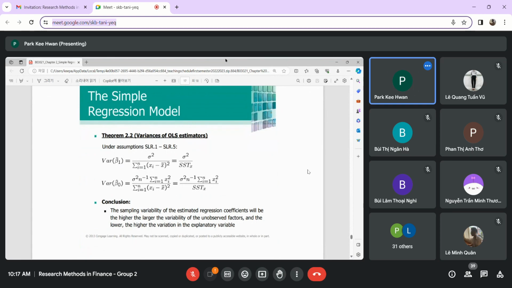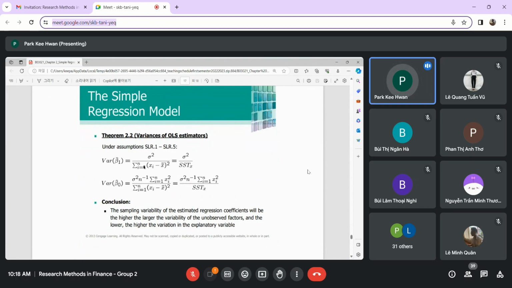So this denominator is what? The variation in the explanatory variable. This is the total sum of squares of variation in x. So when this variation in x is larger, you can see that the variance of this estimator will be low. In other words, if you have a large variance in x, then you can have a more precise estimate.